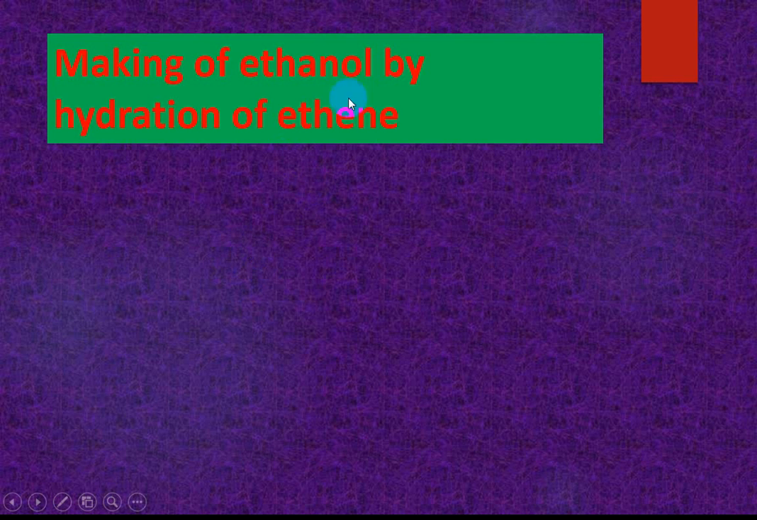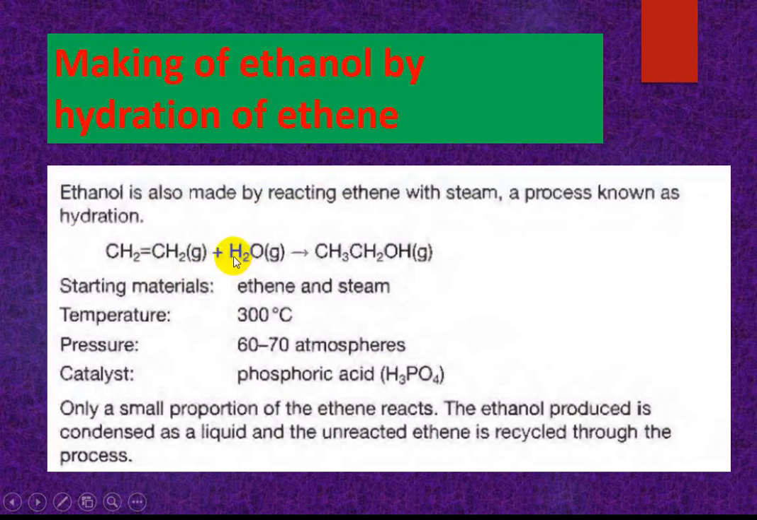Now, making ethanol by hydration of ethene. I have already discussed this. If hydration occurs, alcohol is formed. The starting material is ethene. I have shown the reaction on my blackboard. When ethene reacts with water, this one bond breaks. Here one hydrogen is added, here OH is added, so alcohol is formed. So the starting materials are ethene and steam.